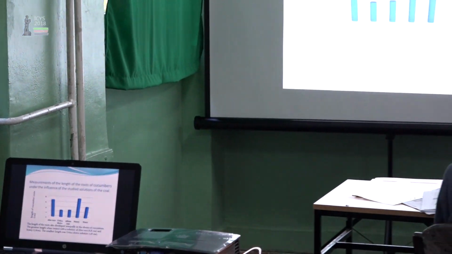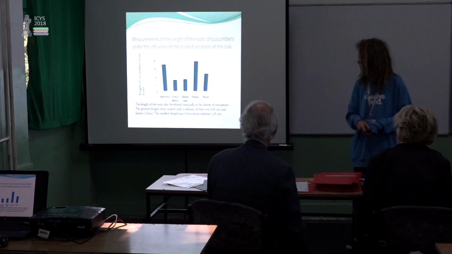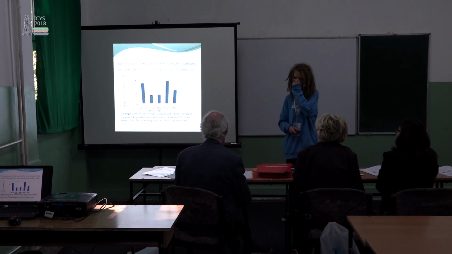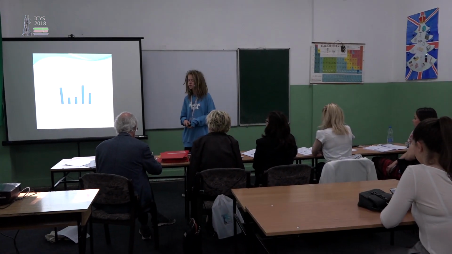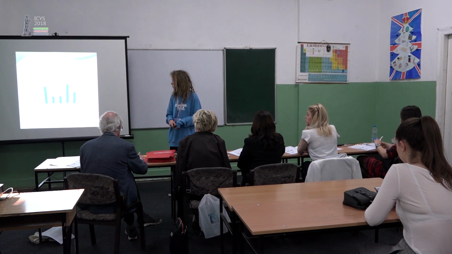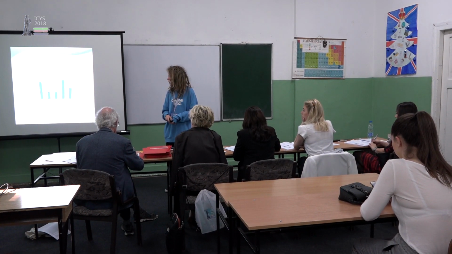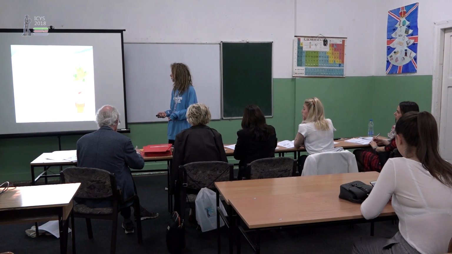On this table, you see the length of the roots. As we see, the best ones were water vapor and hot water at 6.8 centimeters, and the honey was 7.6 centimeters, and the smallest length was closer to only 2 centimeters.